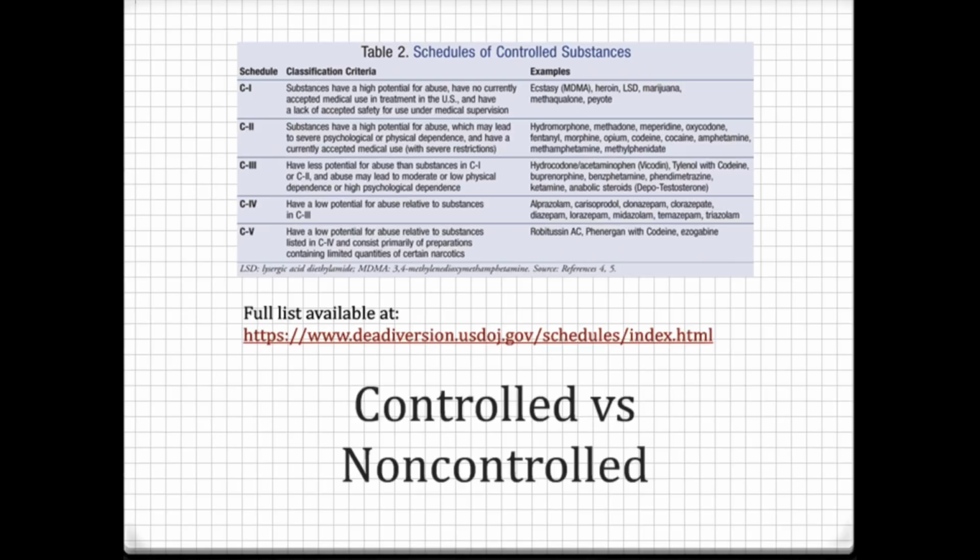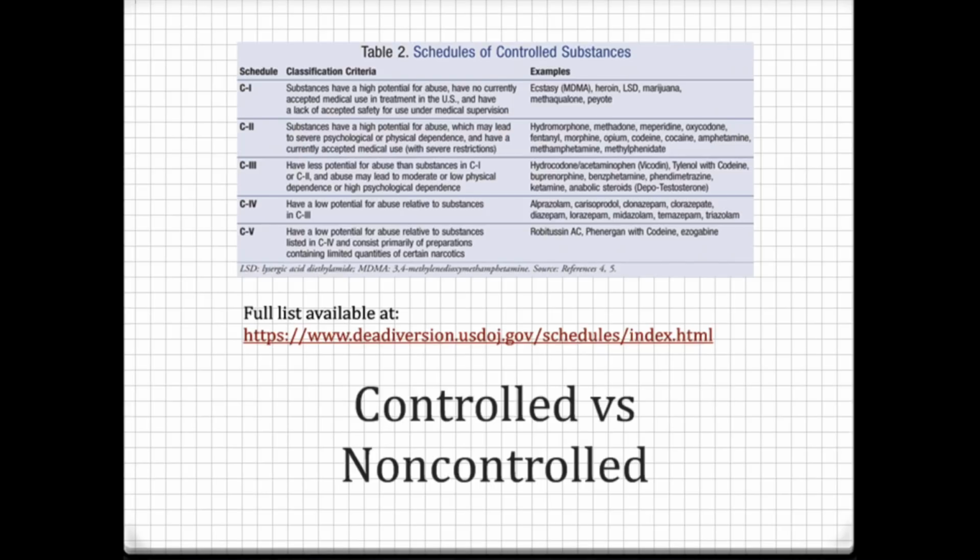Let's talk briefly about controlled substances. You can see some examples on the right-hand side of the chart. These are medications that the DEA tracks the prescribing and dispensing of very closely. They monitor who prescribes them, how much is prescribed, and which patient is getting them.